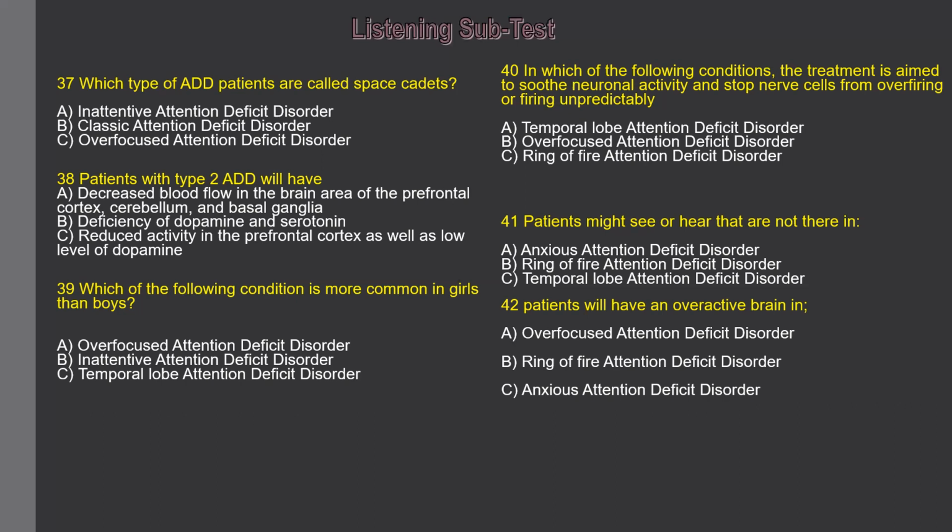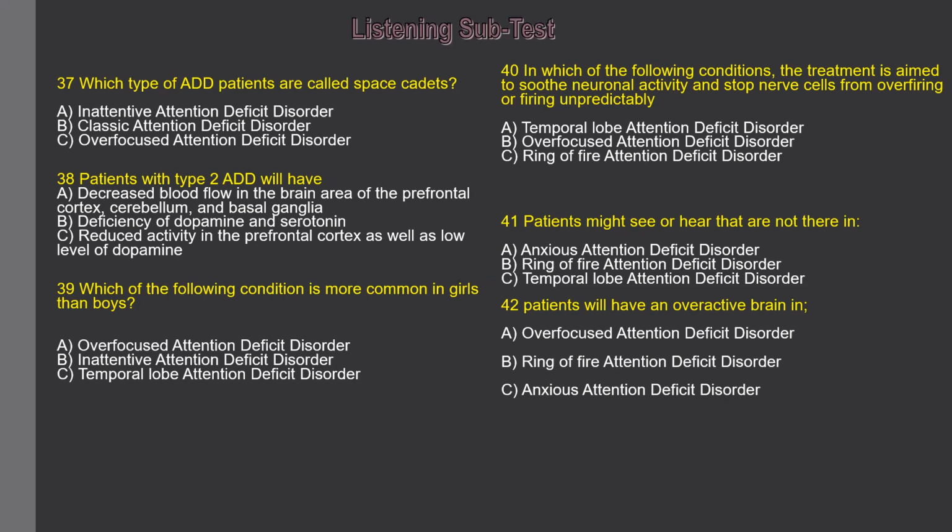Type 2. Inattentive attention deficit disorder. People with inattentive attention deficit disorder are often described as daydreamers, space cadets, and couch potatoes. This type is more common in girls than boys and is often diagnosed later in life because people with type 2 inattentive attention deficit disorder don't have behavioral problems. People with this disorder have reduced activity in the prefrontal cortex as well as low levels of dopamine.